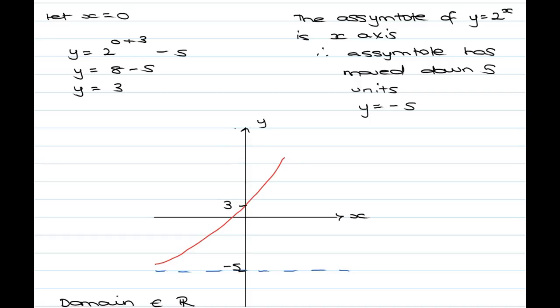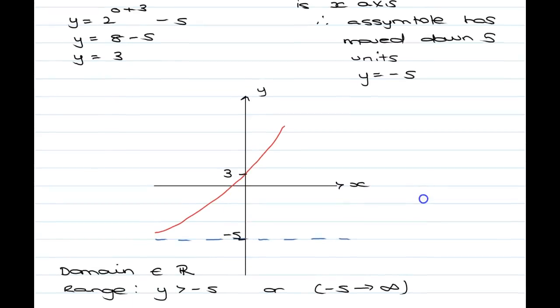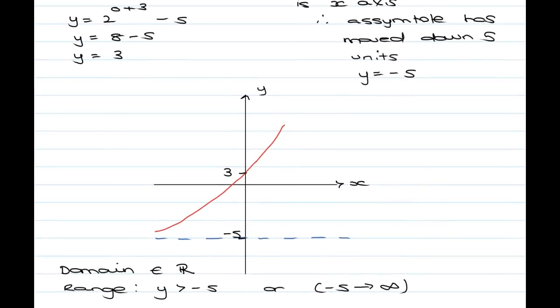Now this allows us to look at the domain. Well, we know the domain works for all x values, so we say R, real numbers. The range, however, is all those values above this asymptote. So we say that the range is greater than minus 5, or we can write it as minus 5 towards positive infinity.